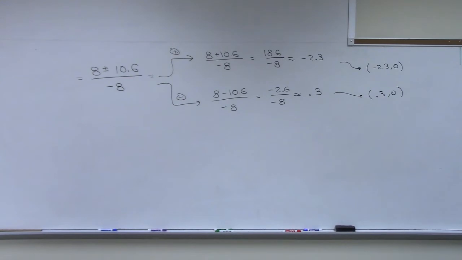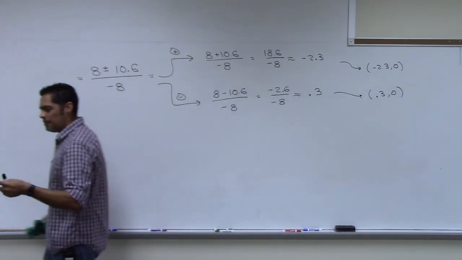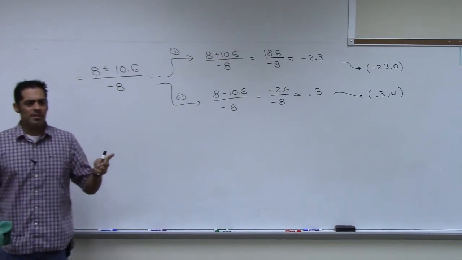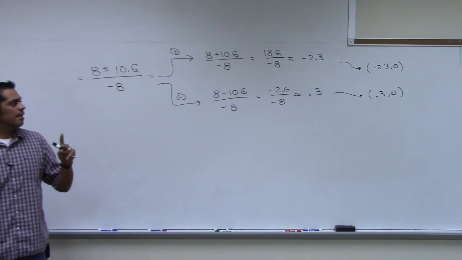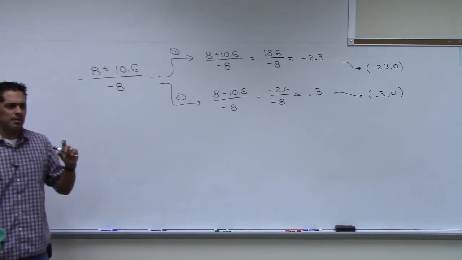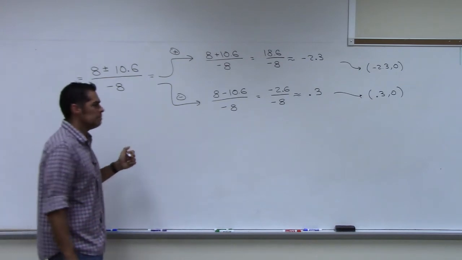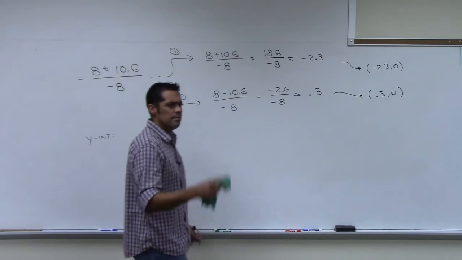All right, let's keep going. What's next? We've got the vertex, we've got the X-intercepts. Remember the next thing? Not yet. If we're trying to graph this, the last thing that we need is the Y-intercept. We need the Y-intercept.